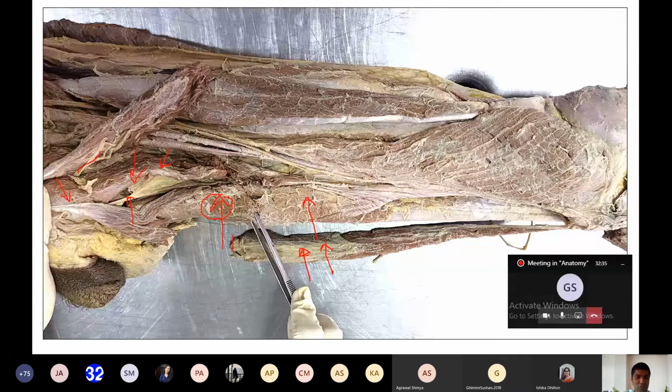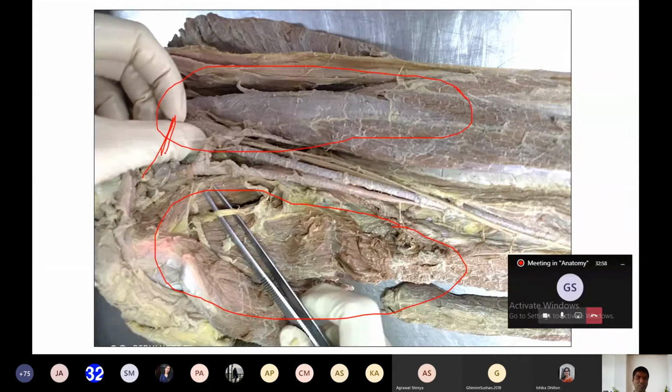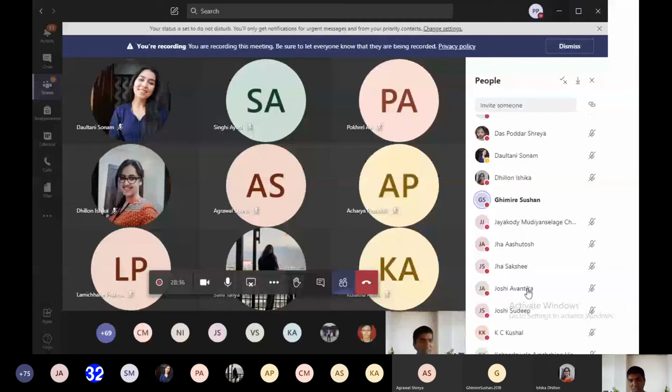Now I'll take you again to the same region, the adductor compartment. This region is the adductor compartment. See here, this is the front of the thigh, and here the femoral triangle. Here, this one is the adductor compartment. Here, one very, very important nerve is picked up with the help of the forceps. So this nerve is, and now I hope all the 100 students can identify this.